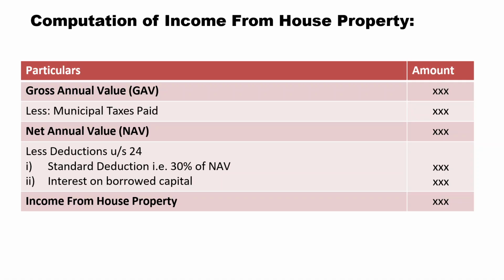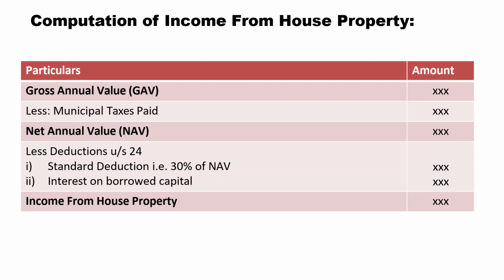Okay, so we are going to discuss how to calculate income from house property, that is, a let out house property. In that, first of all, what we have to determine? We have to determine the gross annual value, that is GAV. Once the gross annual value is determined, at that time, we have to deduct the municipal taxes paid.